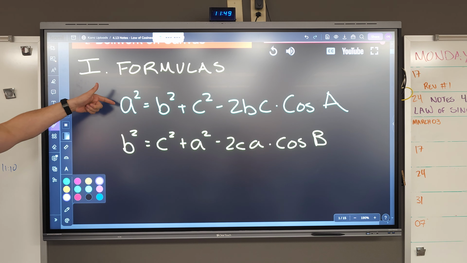Okay, so A squared plus B squared minus 2AB cosine C. So there's the 3 formulas. Okay, you don't have to memorize them, but you just have to know how to use them.